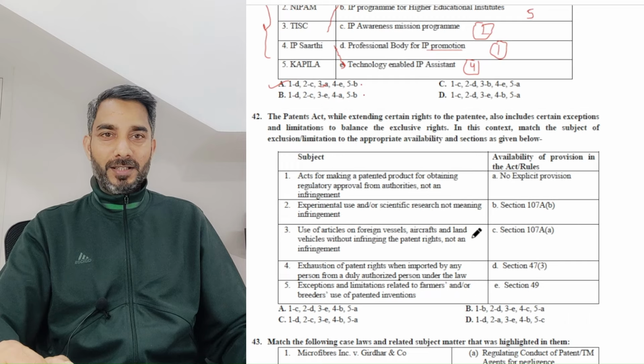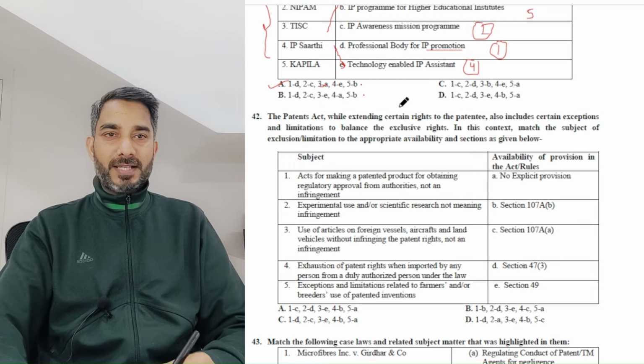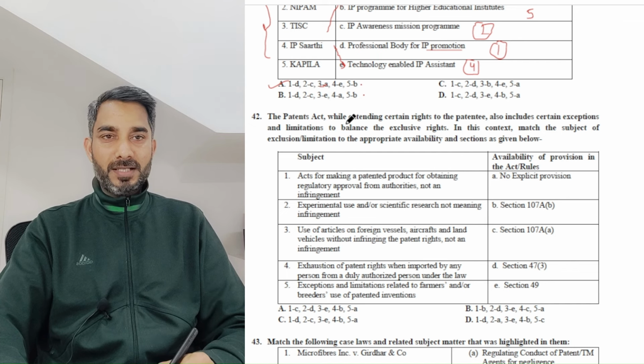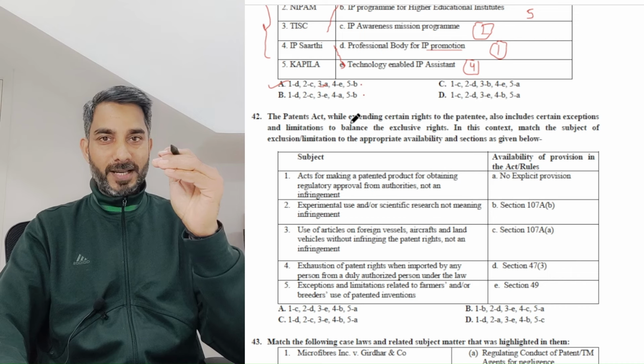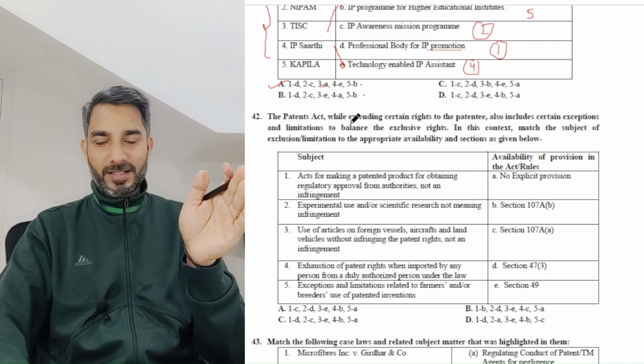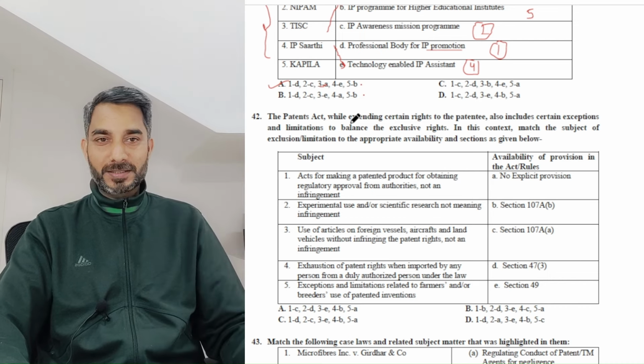Okay, interesting one. So the Patent Act, while extending certain rights to the patentee, also includes certain exceptions and limitations to balance the exclusive rights. In this context, match the subject exclusion limitations. So 47, 48, 49. 48 is the right, 47 is the exclusion, 49 is the exclusion. The vessels, the foreign vessels.